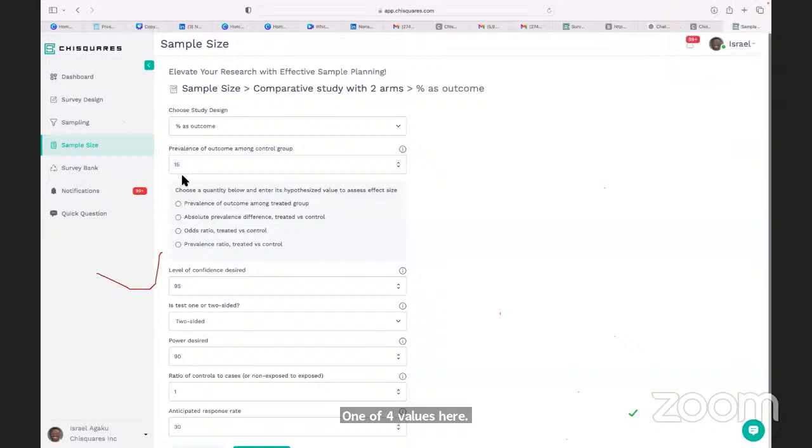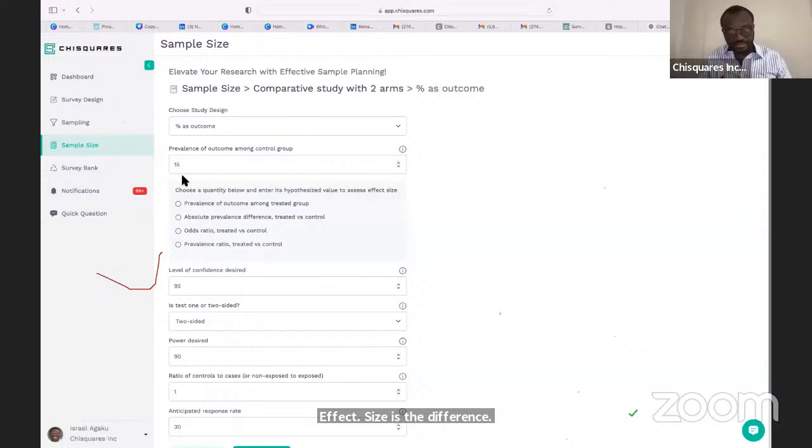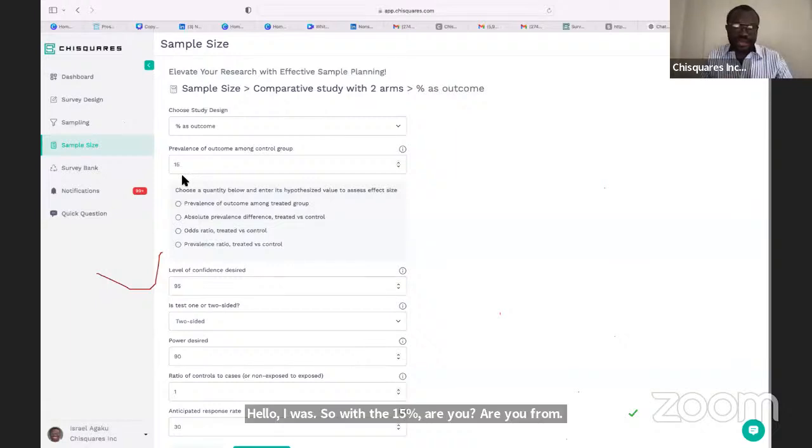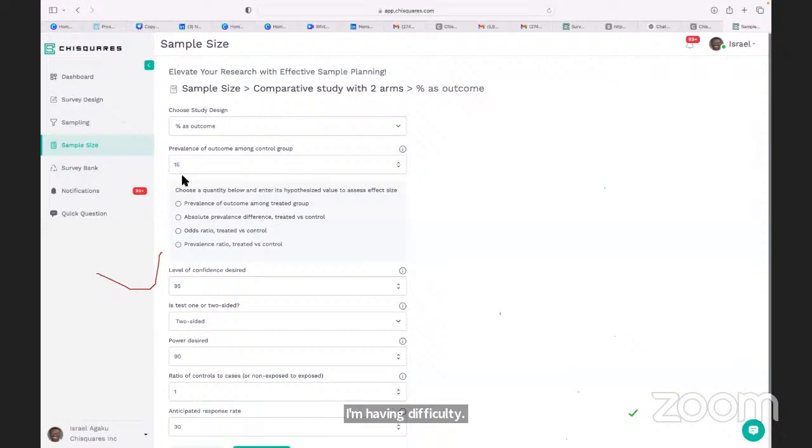Effect size is... Hello, boss. So with the 15%, are you getting it from? I'm having difficulty. Articles, or is when you're already. Hello. Will you please repeat yourself?